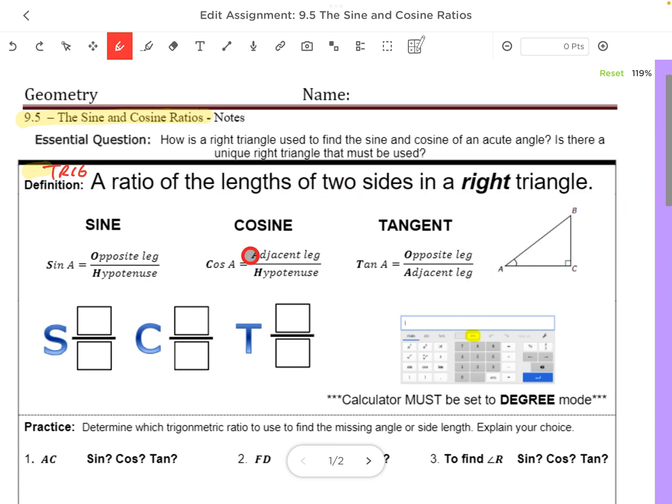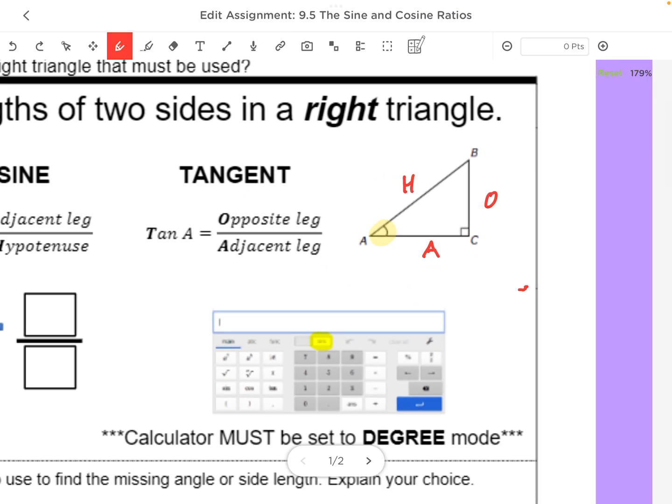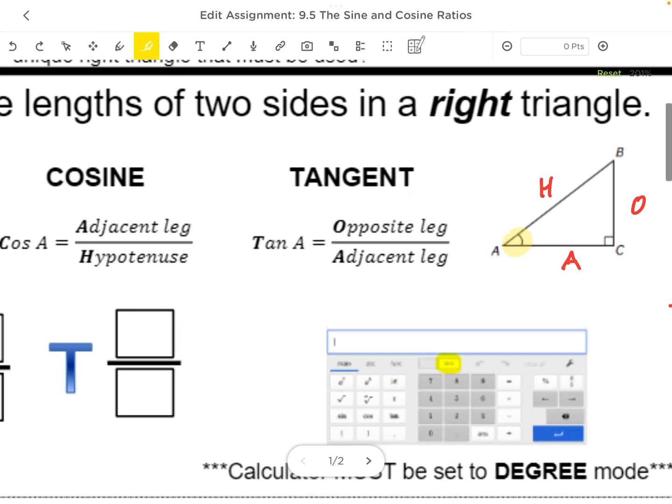Remember if we said, for instance, on this one, A. Let's go ahead and label the hypotenuse first. Go ahead and label the opposite side. Opposite from there would be this. The adjacent side has to be the other one. Last time we talked about tangent. Tangent is when we're working with the opposite and the adjacent leg.